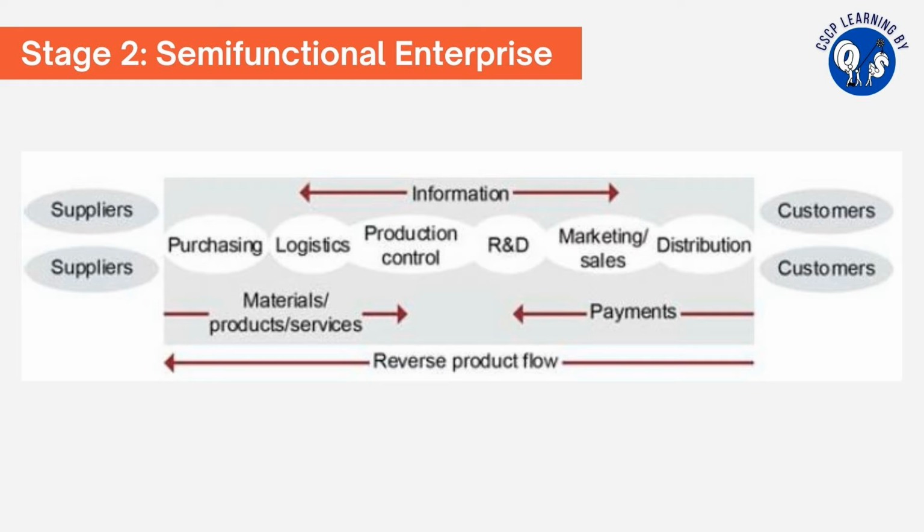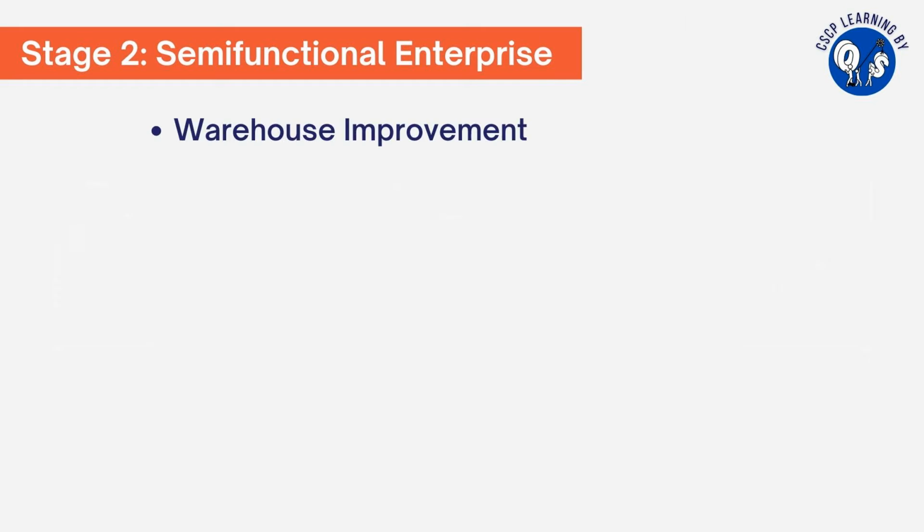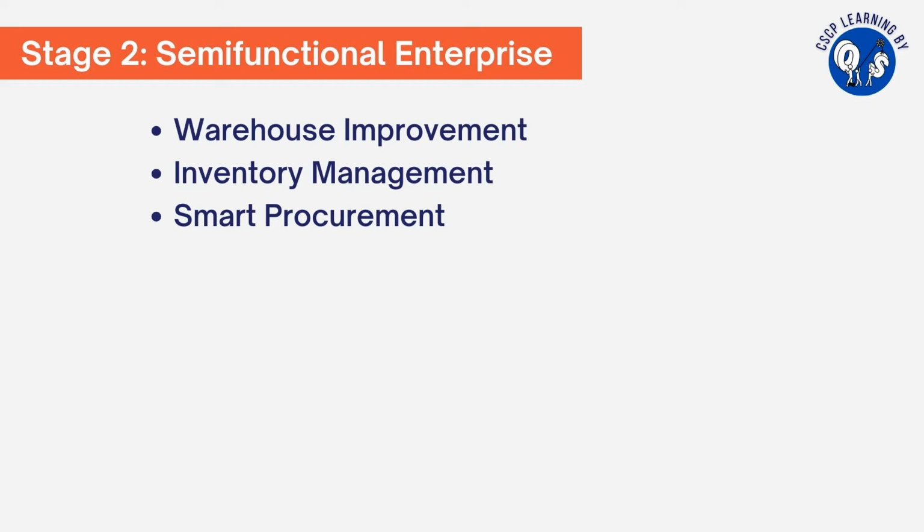Here are some examples of what the company might be doing at this stage to become more efficient. Warehouse improvement. They might add machines to help with tasks in their warehouses which used to be done mainly by hand. Inventory management. They work on ways to keep less inventory in their own facilities. This helps save money and space. Smart procurement. They use new strategies to buy things they need at the lowest prices possible. Transportation savings. They try to reduce how much they spend on transportation by carefully choosing carriers and routes.